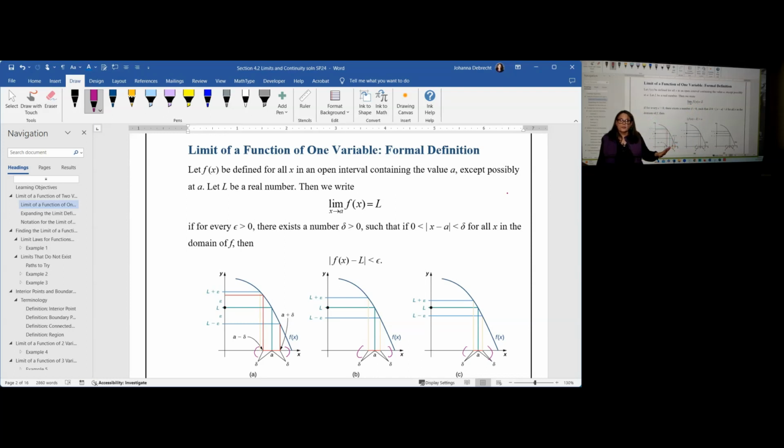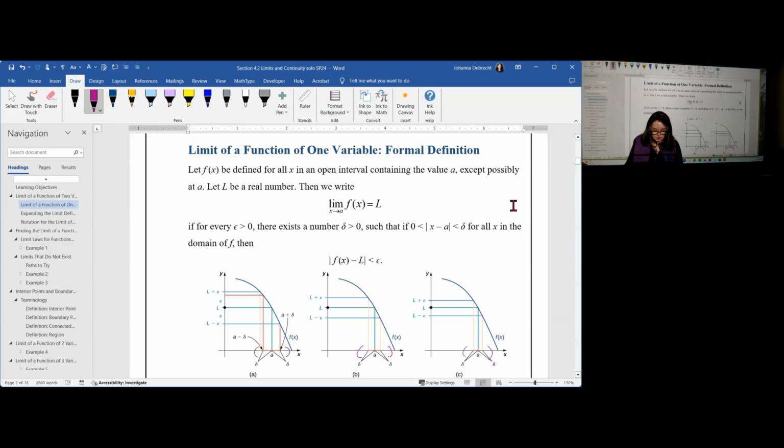Epsilon is totally arbitrary. It gets picked first. And depending on what you picked, you have to be able to find a delta that guarantees that the function values fall within this blue band.